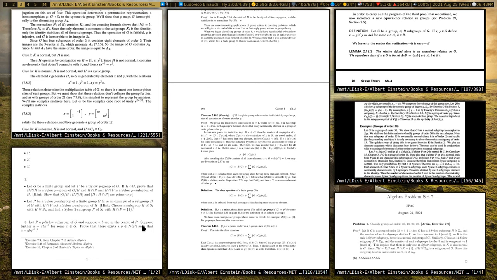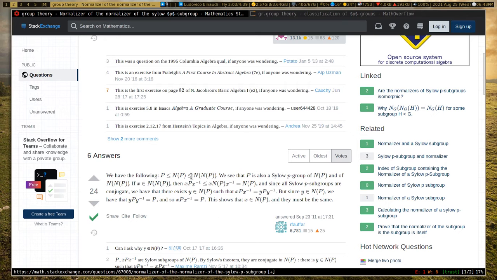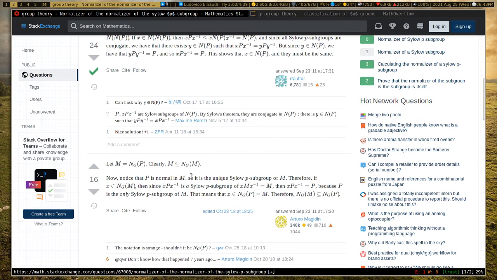So that was helpful. That was a nice thing. Think about normalizer of normalizer. I didn't even think it would be a thing.